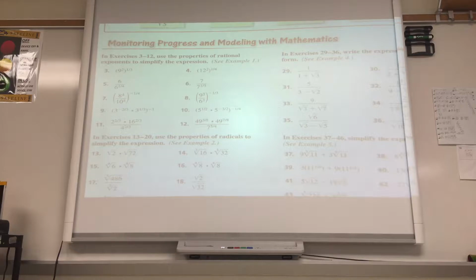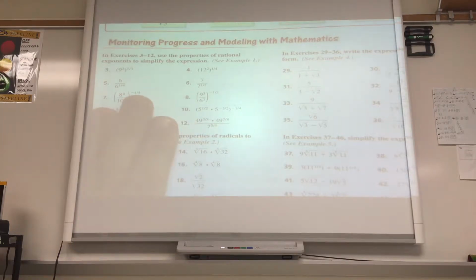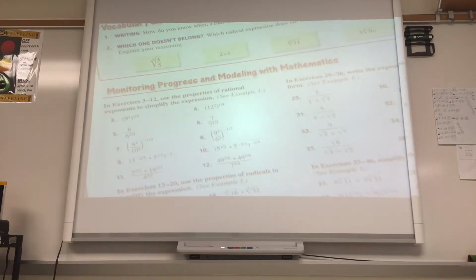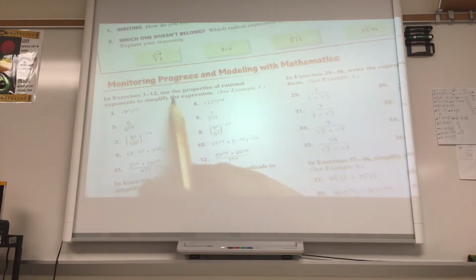I'm going to be flipping back and forth between this book right here and also this sheet of paper. I'm just going to copy down a problem one at a time and then work it out. So starting off, it says to use the properties of rational exponents to simplify the expression.